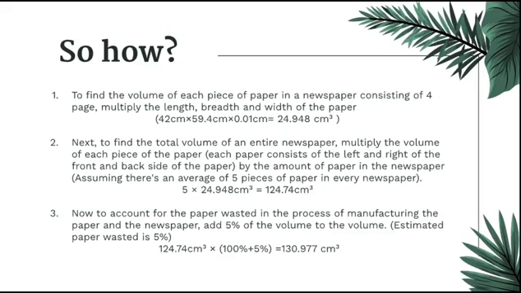Assuming there's an average of 5 pieces of paper in each newspaper, 5 times 24.948 cm cubed will equal 124.74 cm cubed. Now to account for the paper wasted in the process of manufacturing the paper and the newspaper, add 5% of the volume to the original volume, which will be 124.74 cm cubed times (100% plus 5%), which equals 130.977 cm cubed.